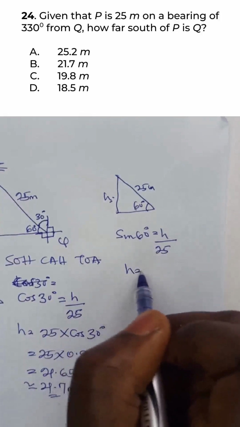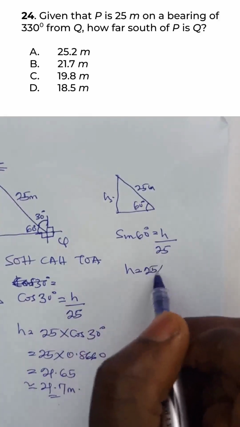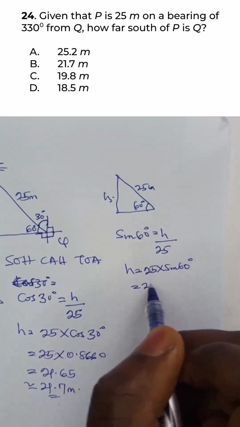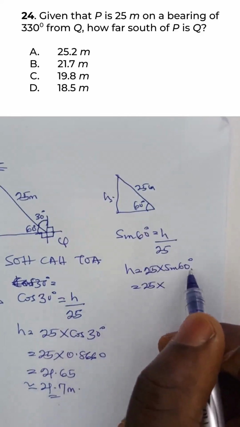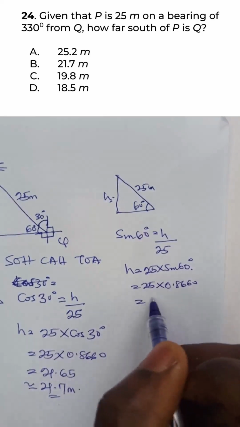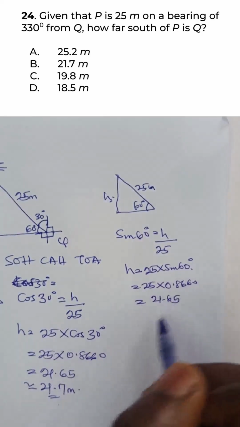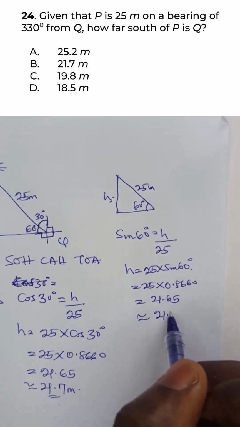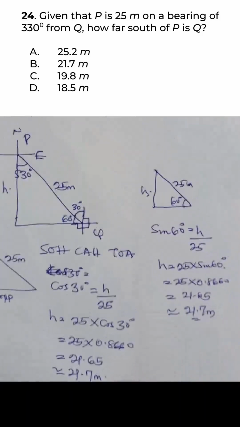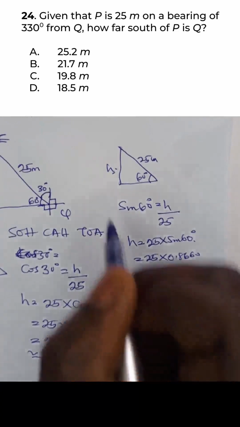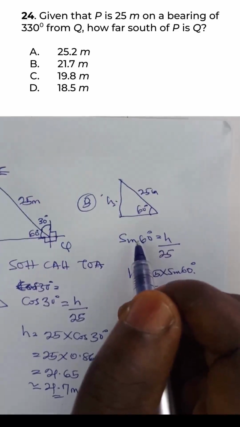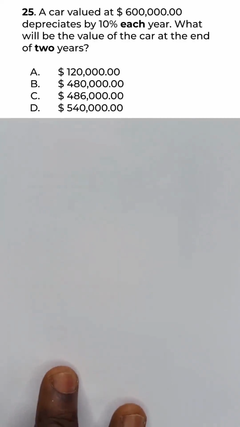When you cross multiply, H is equal to 25 multiplied by sin 60 degrees. And sin 60 is equal to cos 30, which is 0.8660. So we're going to have 21.65, which is going to be 21.7 meters. So for question number 24, the final answer is option B. B is the final answer. Let's move to question number 25. Now on to question number 25.